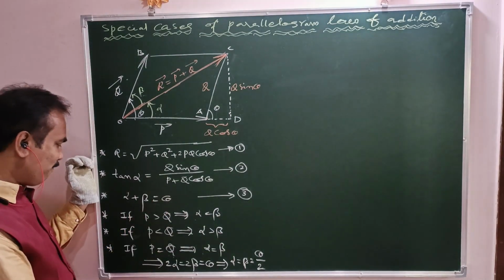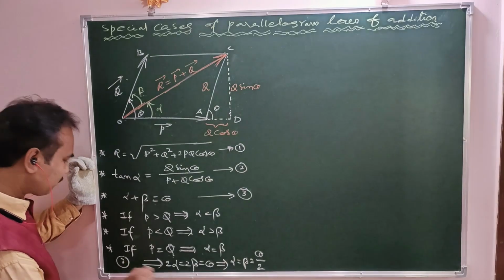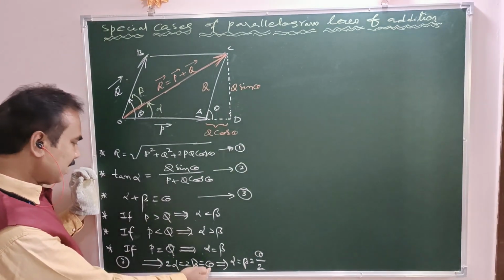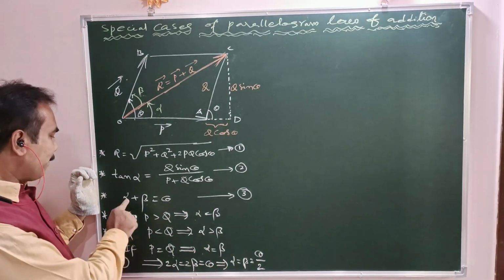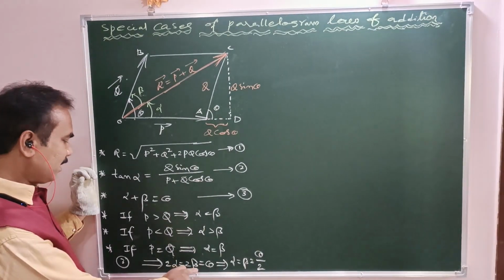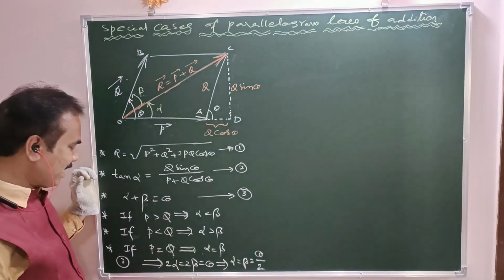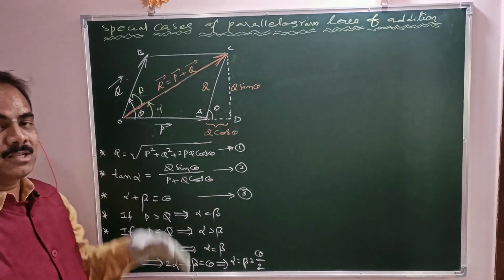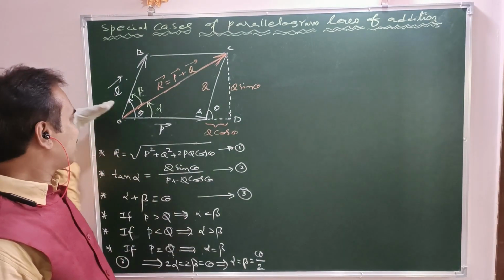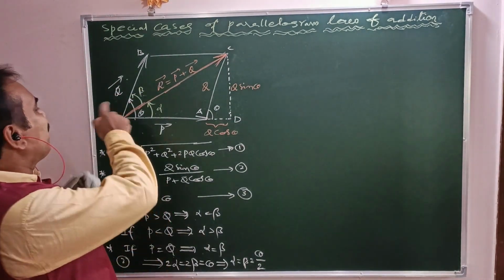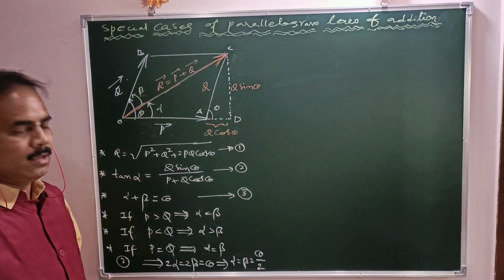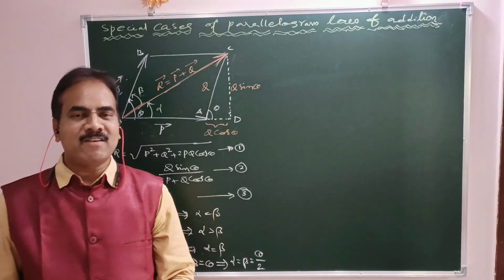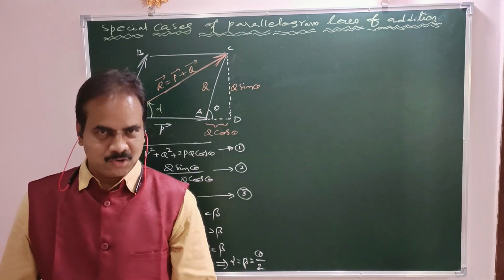From this relation, alpha equals beta implies alpha plus alpha, that is 2 alpha, equals theta. Otherwise, beta plus beta, that is 2 beta, equals theta. That is 2 alpha equals 2 beta equals theta, which implies alpha equals beta equals theta by 2, provided both parent vectors are of the same magnitude. In that case, the resultant passes midway between p bar and q bar. So what is the inference from this discussion? The resultant is always close to the parent vector which has greater magnitude.